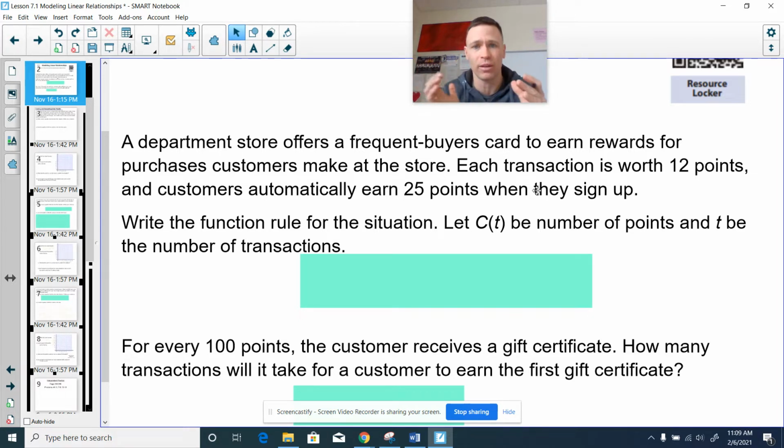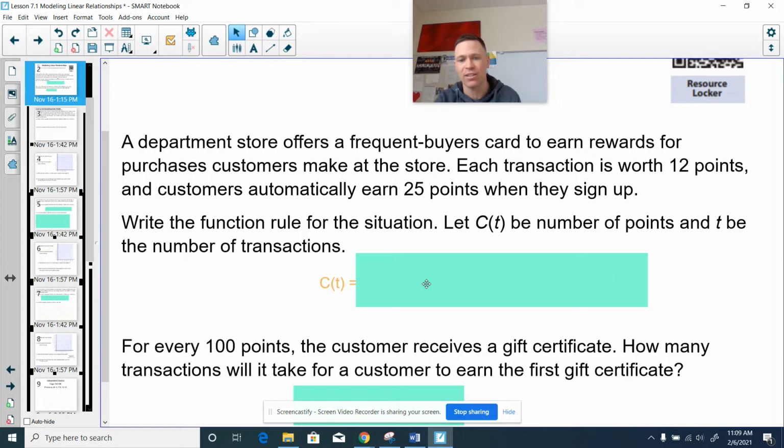So this is a very typical thing, right? So, you sign up for a card, and they're like, here's your initial offer, and every time you spend money at our store, we'll give you some points, and you can cash in those points later. Let's write a function rule for the situation. We're going to let C of t be the number of points, and t be the number of transactions.